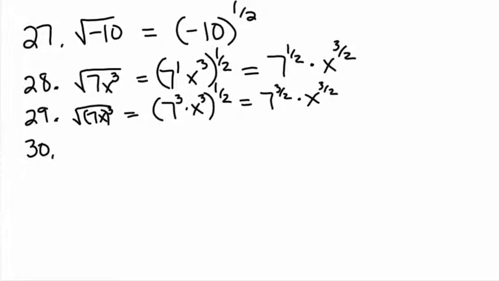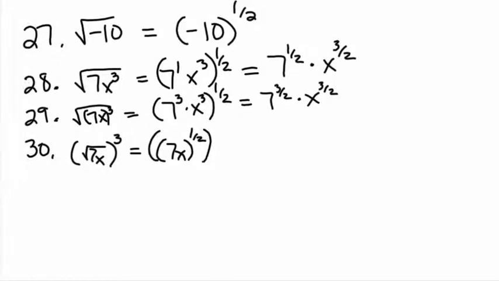Next is number 30. I get square root, or grouping symbol, square root of 7x to the third power. If I think of the inside as 7x to the 1/2, and then outside that I have a third power, now I can multiply my two powers here, so this is 7x to the 3/2, and then I distribute the 3/2 and I get 7 to the 3/2 x to the 3/2.